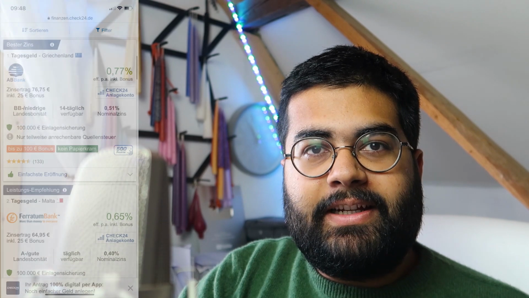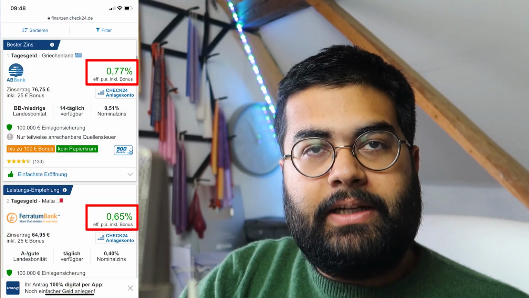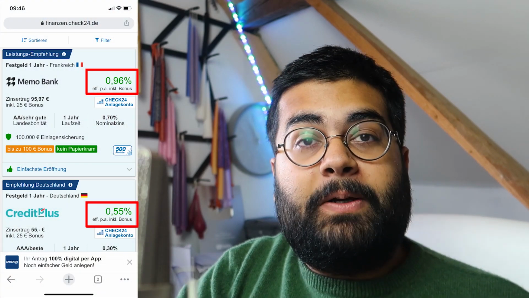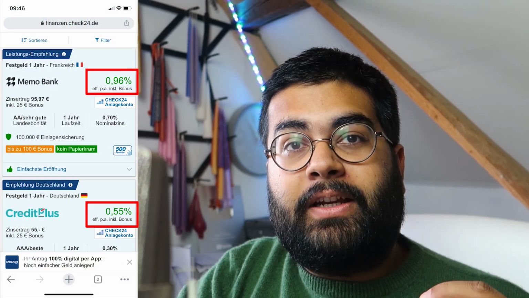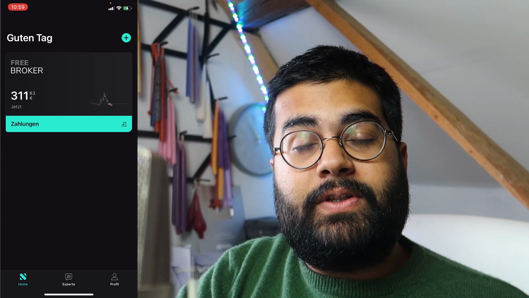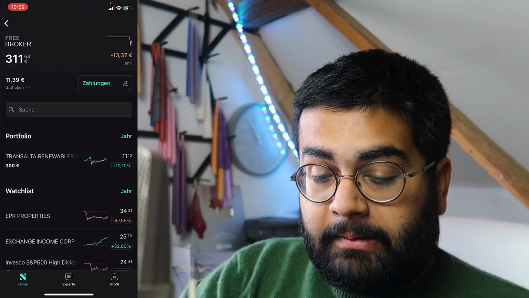Then you also have the Tagesgeldkonto and the Festgeldkonto. Like I said previously, personally it doesn't really make sense to invest money in a Tagesgeld or Festgeldkonto, because the interest rates are so low, 0.1% to 0.9%, where you can use the exact same amount to invest in the stock market and get a return of around 7 to 10% every single year. So that is my take on that.